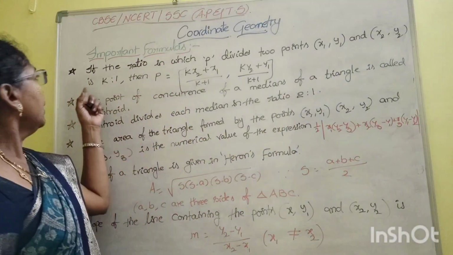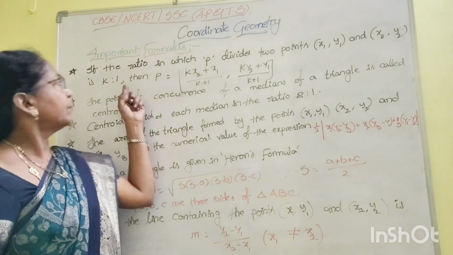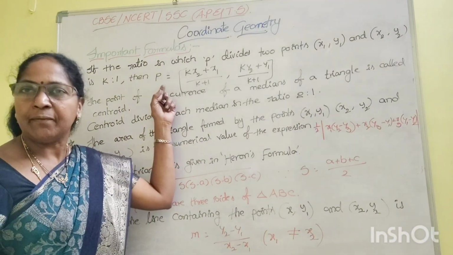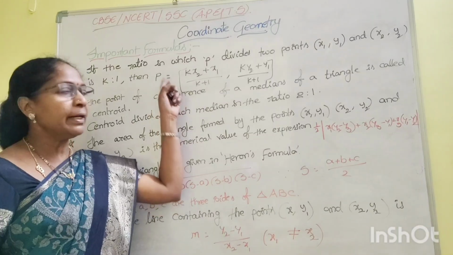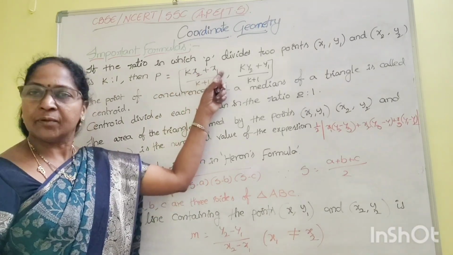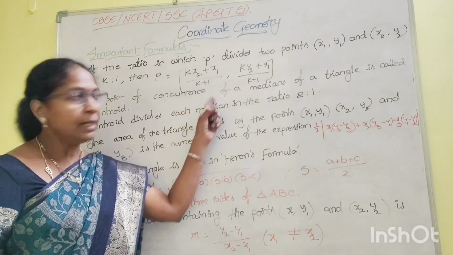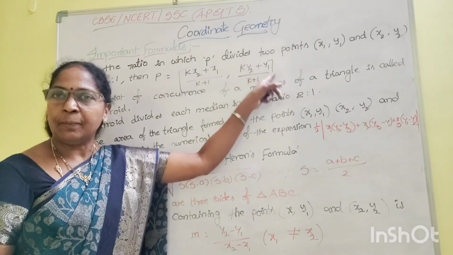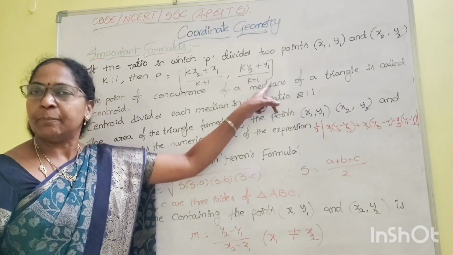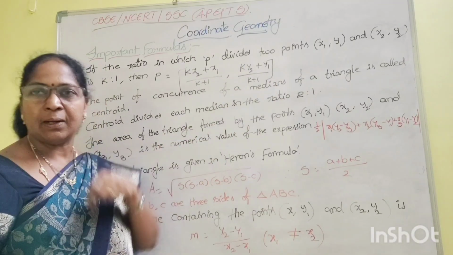Next point is, if the ratio in which P divides the 2 points x1 y1 and x2 y2 is k is to 1, then what is the point P value? P equals kx2 plus x1 divided by k plus 1, as well as ky2 plus y1 divided by k plus 1. This is the formula.